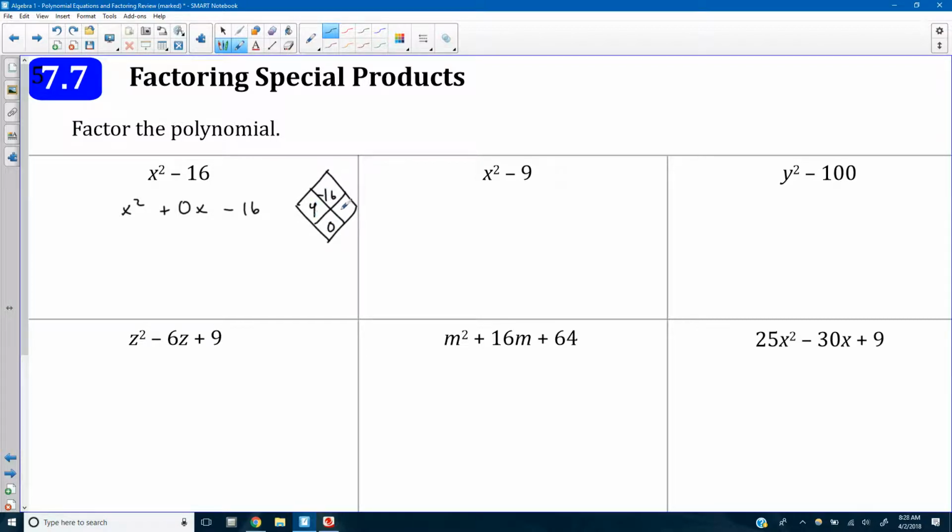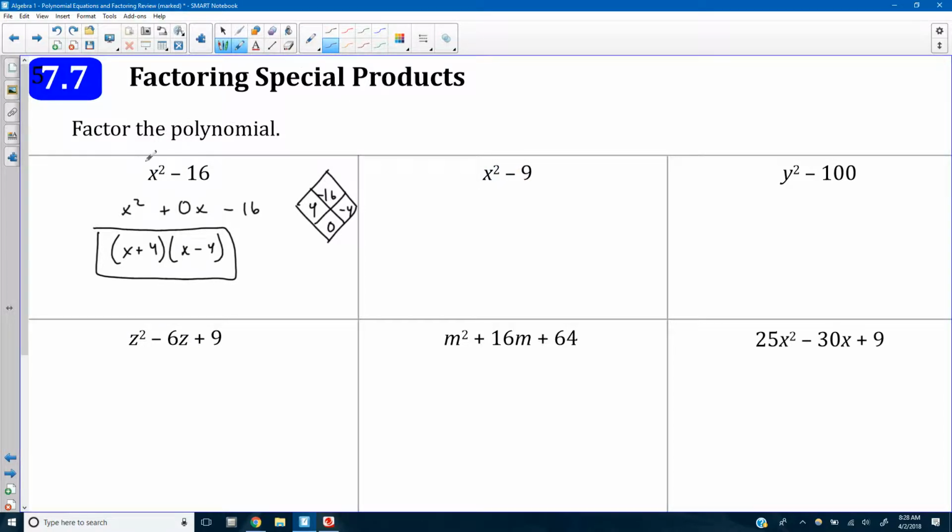That's a 4 and a -4. Heads up, they'll always be additive inverses. That's what gives you 0. Or they could both be 0, but 0 times 0 sure isn't negative 16. So that's x plus 4 times x minus 4. And this should ring familiar. This is the a plus b, a minus b that gives you the a squared minus b squared. So this is a difference of 2 squares. This too is a difference of 2 squares.